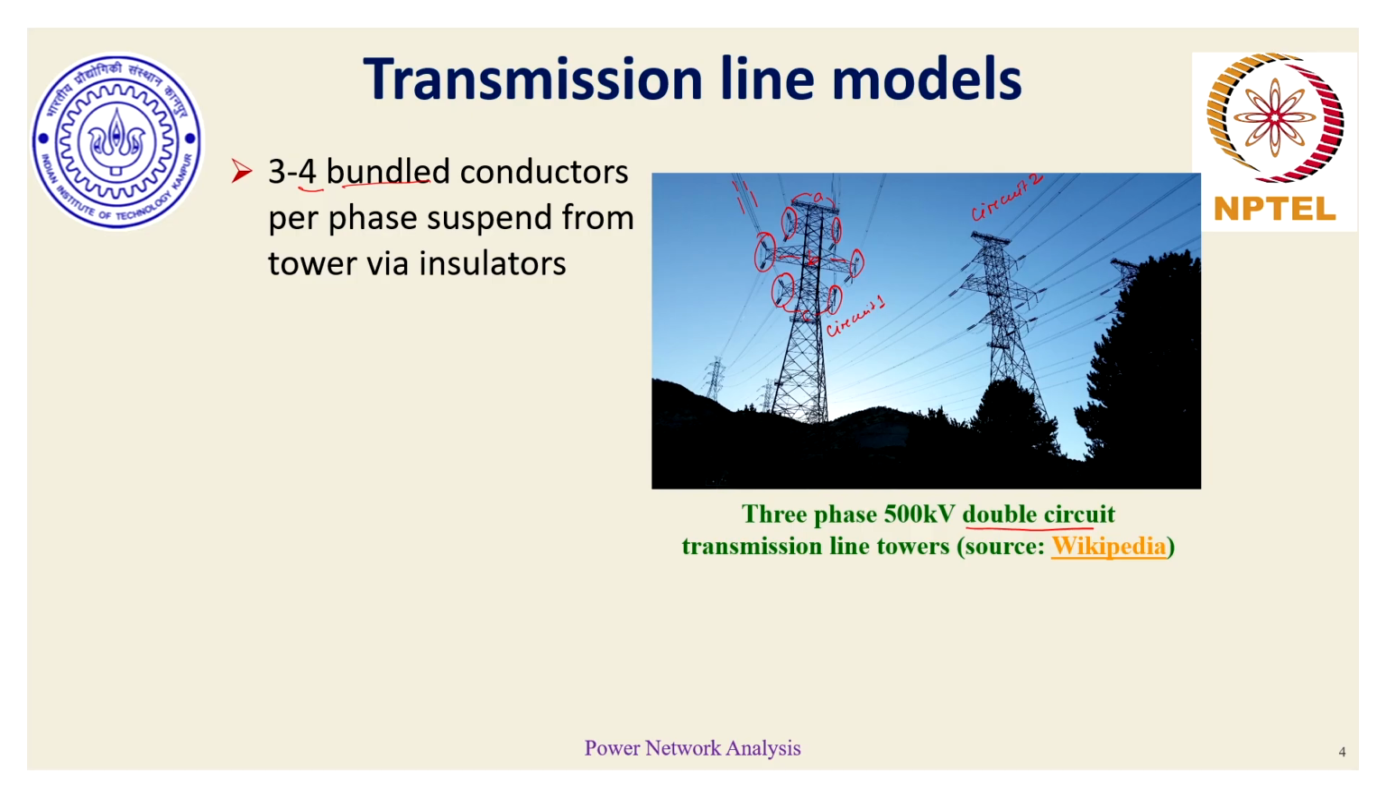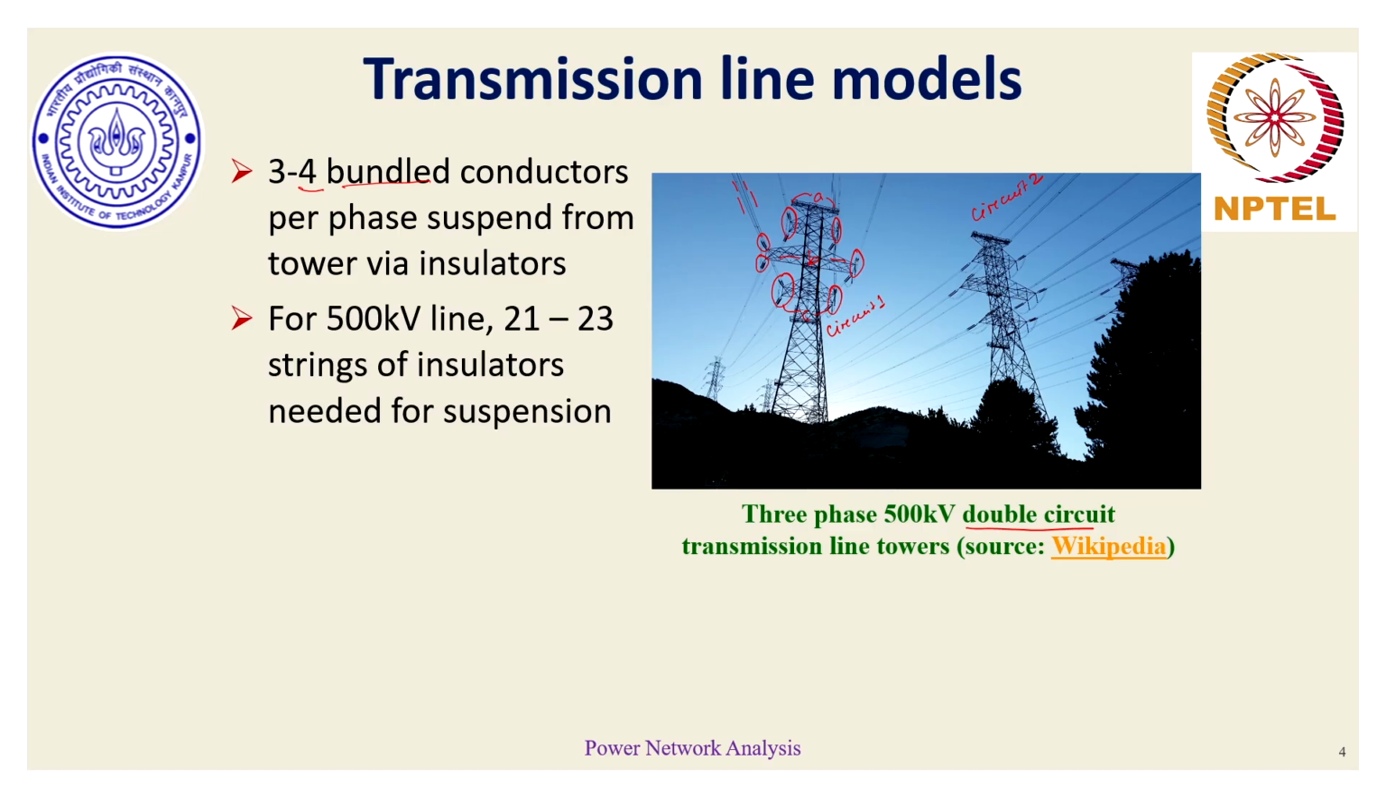And the transmission lines don't have a physical contact with the towers. There are strings of insulators, the small encircled ones which you see, and typically for a 500 kV transmission line, the number of insulators would be somewhere between 21 to 23, assuming each such insulator has a voltage handling capacity of around 21 to 22 kilovolt.